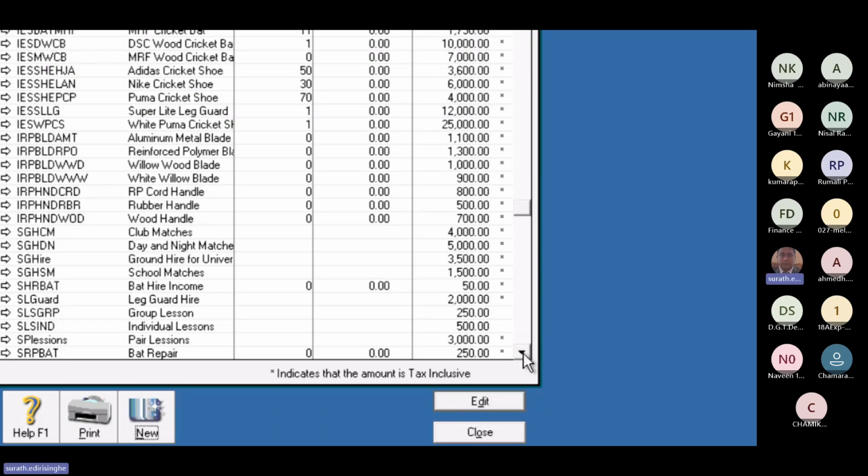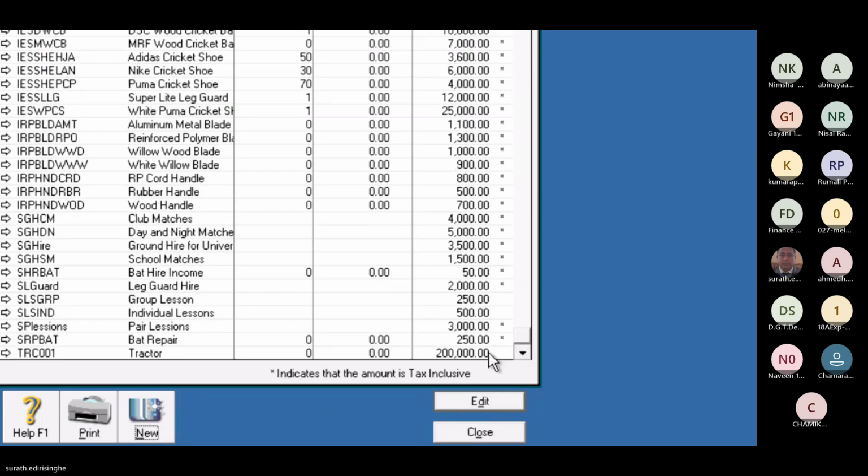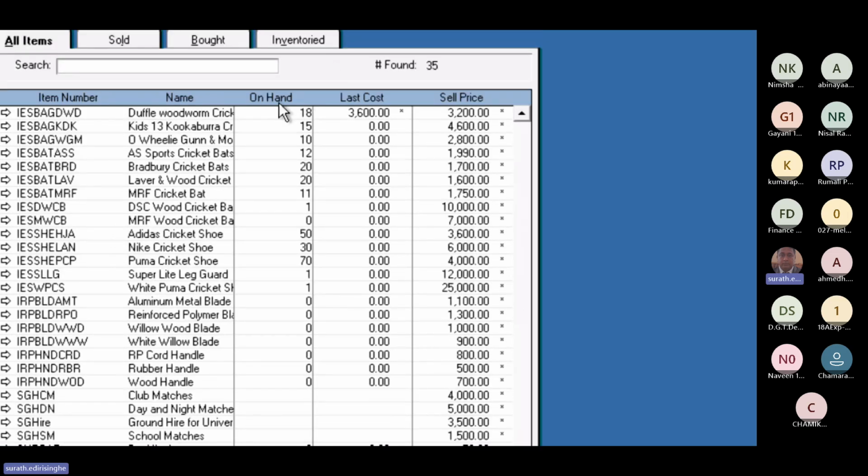Now look at the last item, tractor. The problem is that this item still has only a selling price, but no quantity on hand and no last cost price. Because we didn't purchase this asset yet. After purchase and GRN, quantity will be updated.